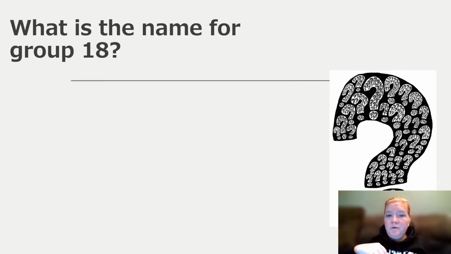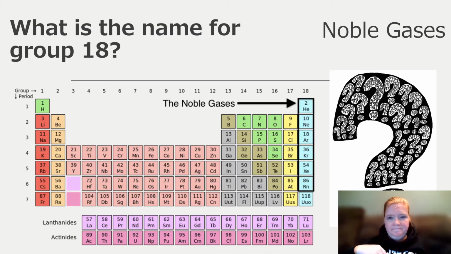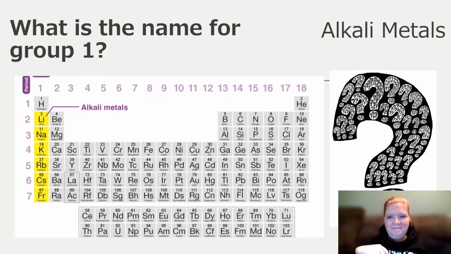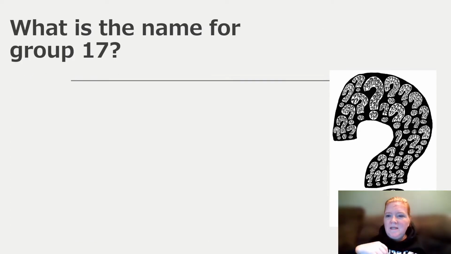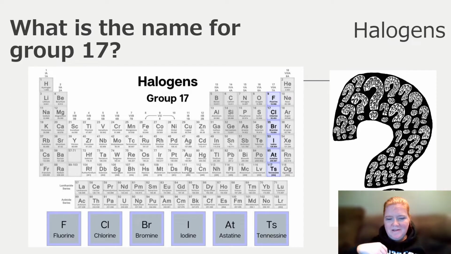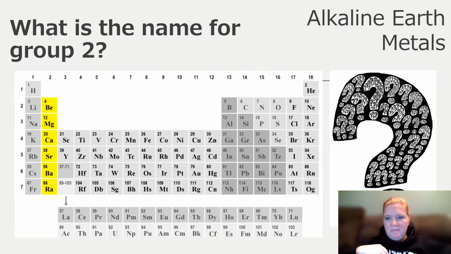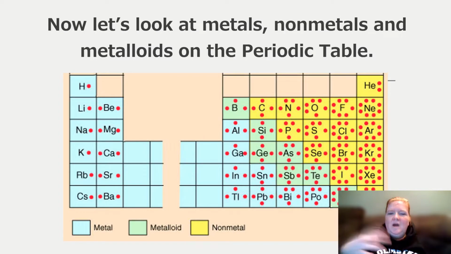What is the name for group 18? Noble gases. What is the name for group 1? Alkali metals. What is the name for group 17? Halogens. What is the name for group 2? Alkaline earth metals. All right, now we're going to look at metals, nonmetals, and metalloids on the periodic table.